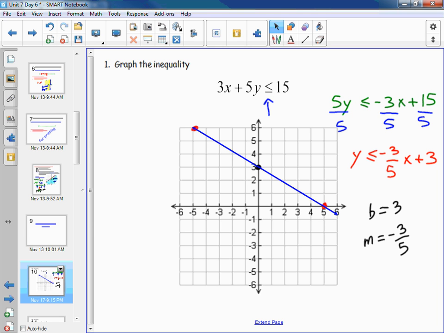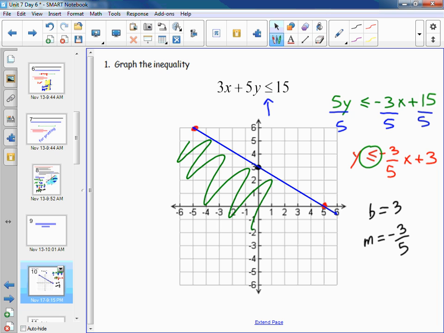And now I decide about shading. Because Cody chose to solve for y, I can pick my shading based on the inequality symbol itself. If this is a less than or equal to, am I going to shade above or below the boundary line? Maya? Below. If it's a less than or equal to, I'll shade below for my y coordinate to be beneath the boundary line because we solved for y.